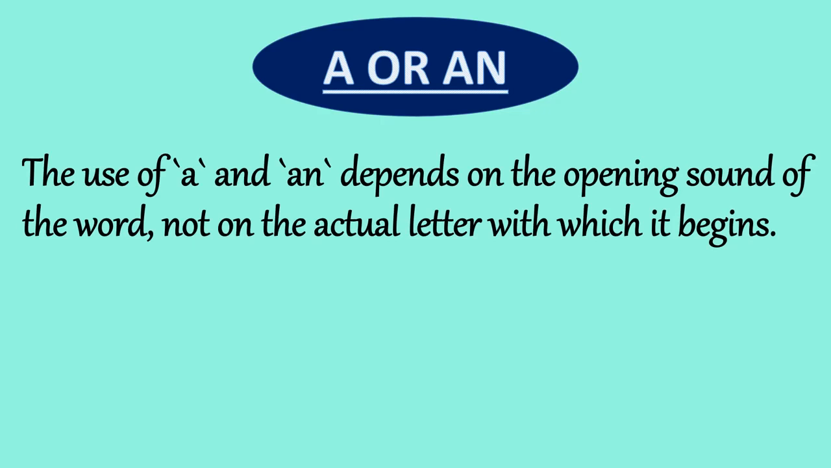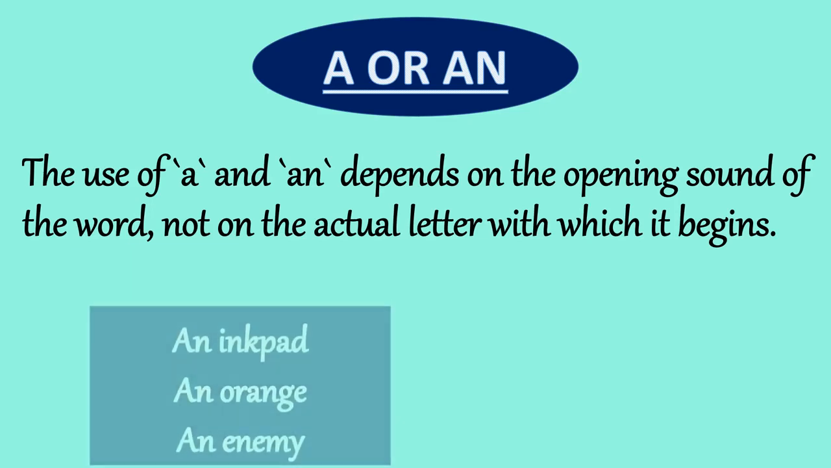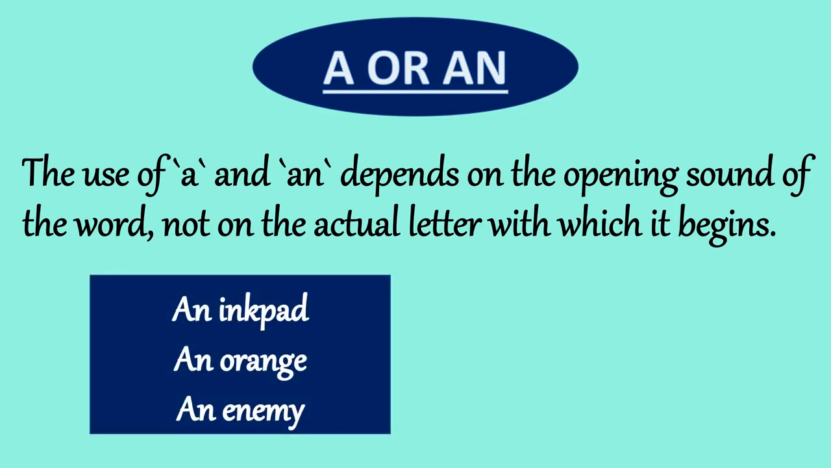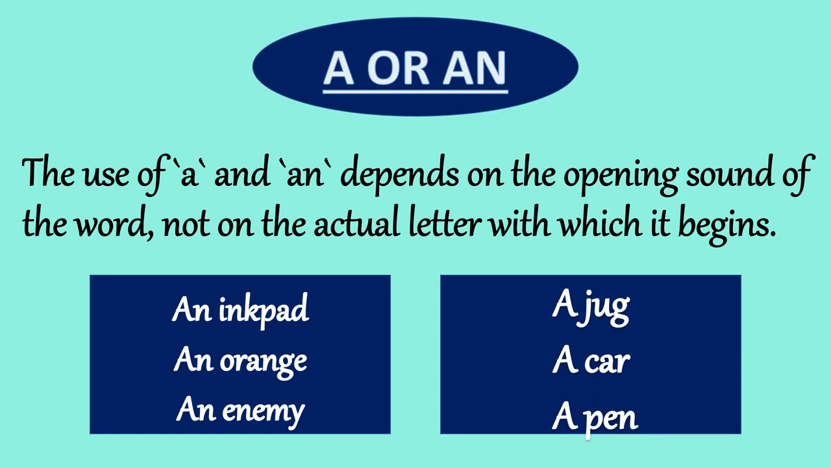So if you observed clearly, then you must have seen that the use of a and an depends on the opening sound of the word, not on the actual letter with which it begins. Let's have a look at examples. An ink pad, an orange, and an enemy. All these 3 words, ink pad, orange, and enemy, are starting with a vowel sound. That's why I have written an before them. Now, a jug, a car, and a pen. All these three words, jug, car, and pen, are starting with a consonant letter and consonant sound. That's why I have written a before them.